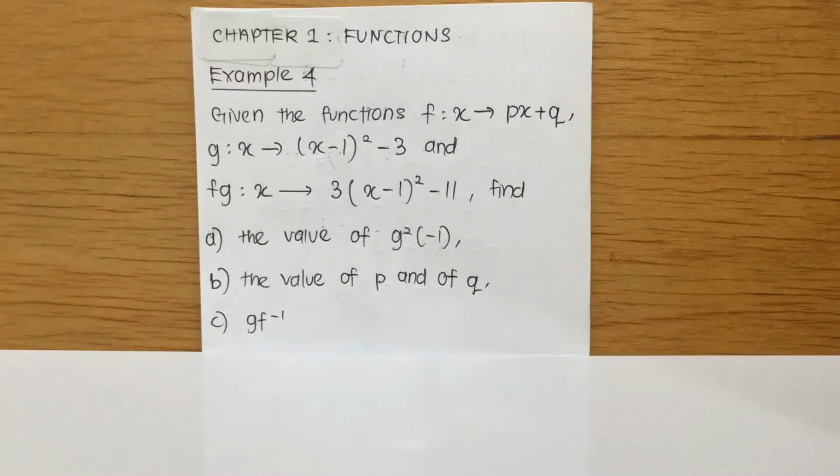Alright, let me read the question now. Given the function f(x) = px + q, g(x) = (x - 1)² - 3, and fg(x) = 3[(x - 1)² - 11]. The question asks to find the value of g²(-1), the value of p and of q, and gf⁻¹.